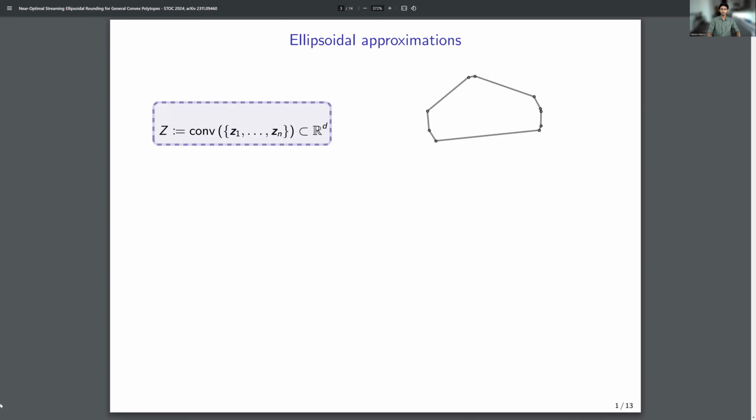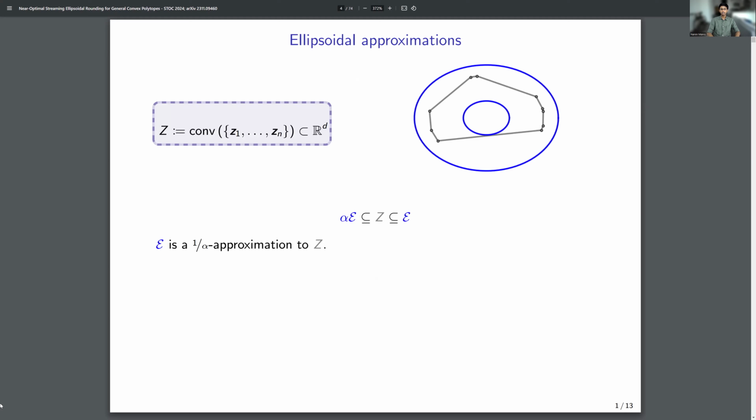So one of the main problems that we study in this paper is that of ellipsoidal approximations. Here, let's think of Z as being the convex hull of the points Z1 through Zn, each of which lies in D dimensions, or you can maybe picture the thing on the right. Here we'll say that E, the blue outer ellipse, is a 1 over alpha approximation to Z. By this, we mean that E covers Z, and alpha times E also lives inside Z. Here, let's always think of alpha as being less than 1, so all the approximation factors that we describe are going to be at least 1.